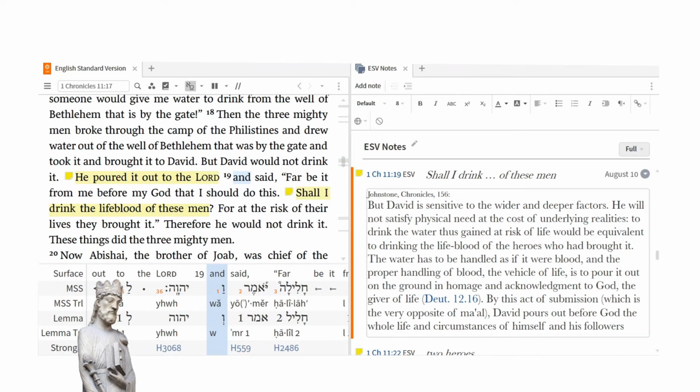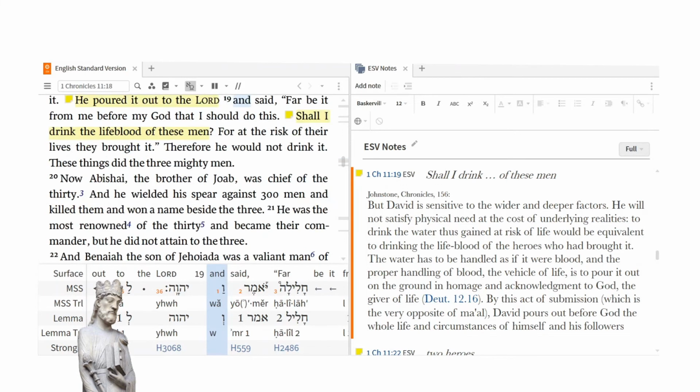And Johnston similarly notes that he treats this as blood. He quotes here Deuteronomy 12:16, which is speaking about how you shouldn't eat the blood; you should pour it out like water on the earth, is the language it uses in Deuteronomy.